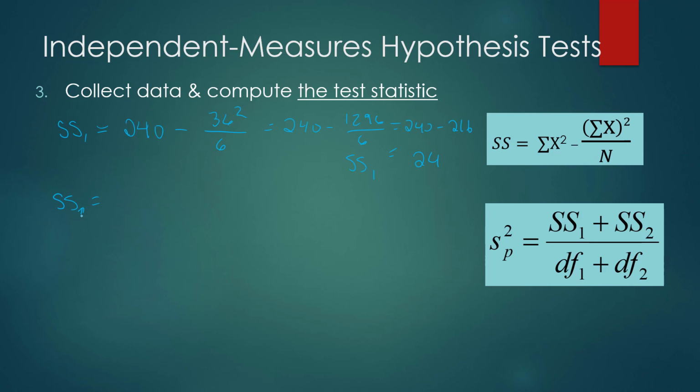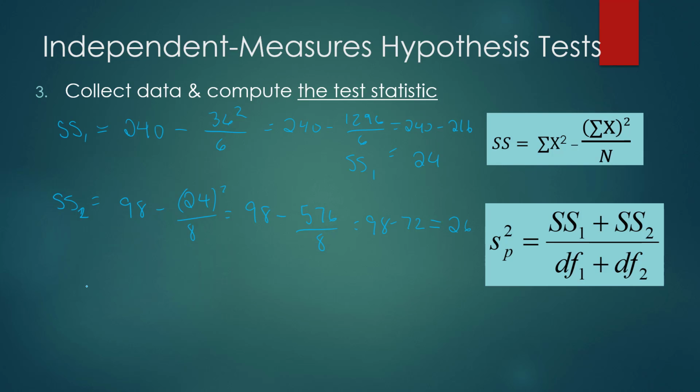SS for sample 2, if I pull the numbers from the previous slide, the sum of x squared was 98 minus the sum of x. I'm going to square that, and I'm going to put that over my n, which was 8. That gives me 98 minus 576 over 8, which gives me 98 minus 72, which gives me 26.